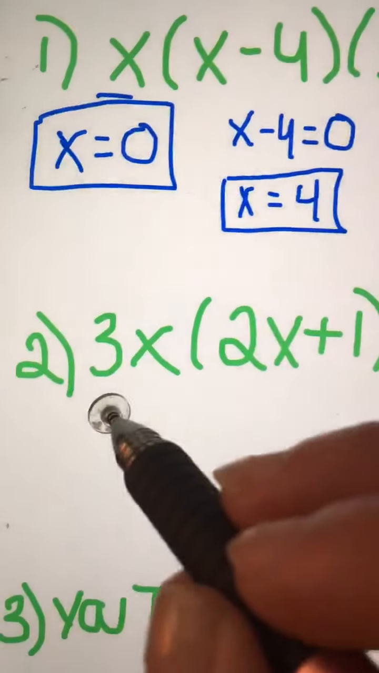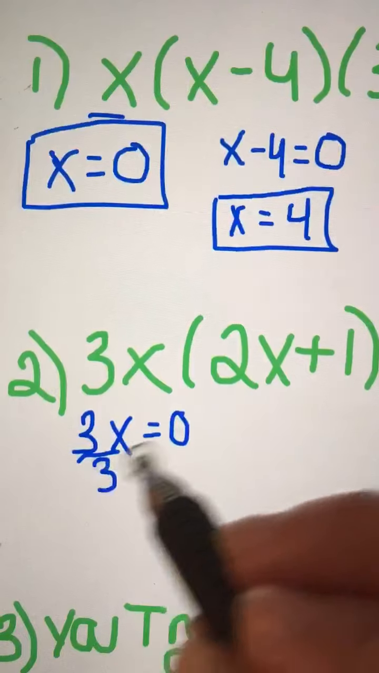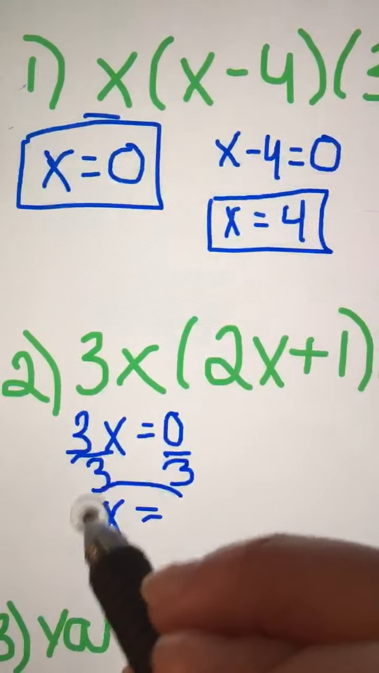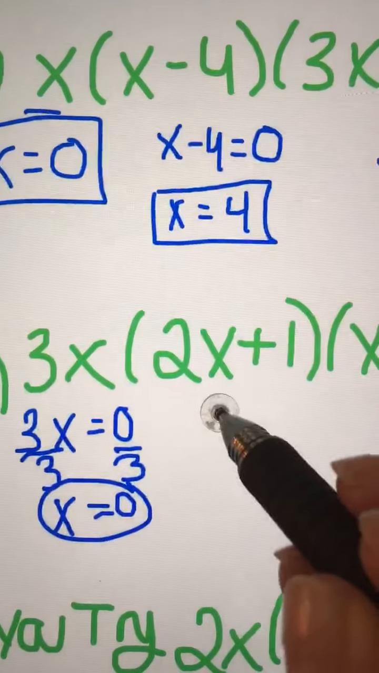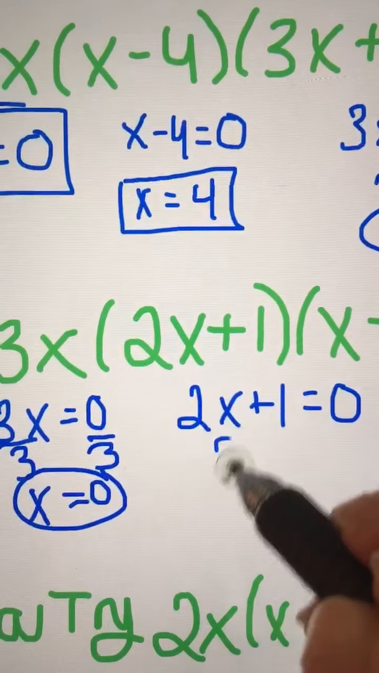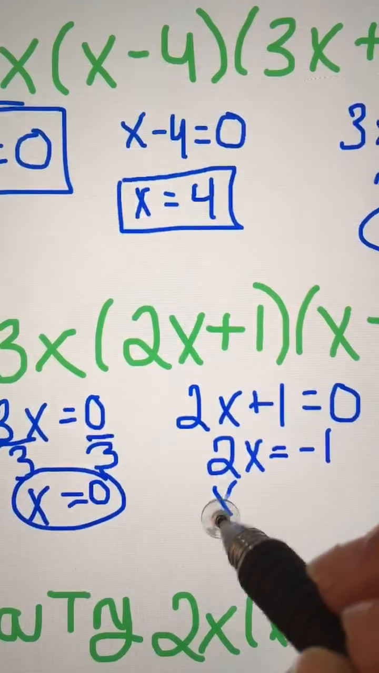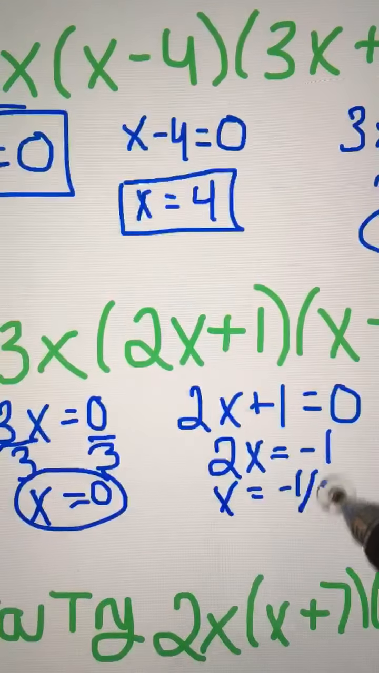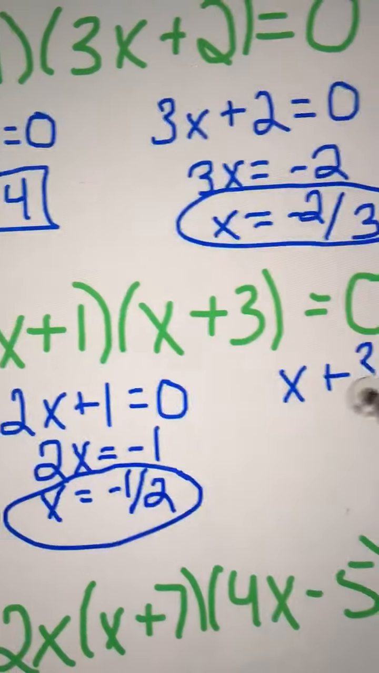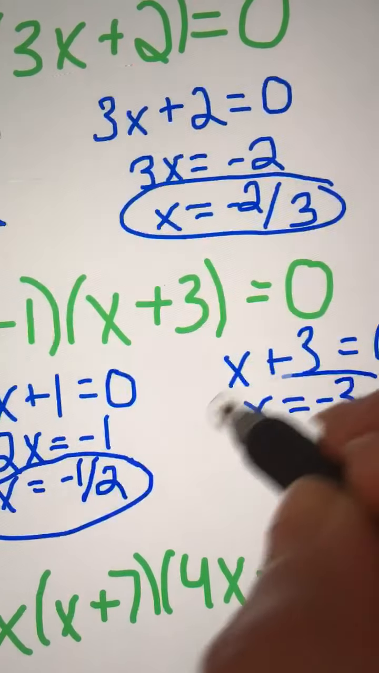Okay, our next one we have 3x equals 0, which when you divide by 3, 0 divided by anything is just 0. So x equals 0 again. 2x plus 1 equals 0, which subtract 1 first, so 2x equals negative 1, and then divide by 2, so x equals negative 1/2. And then the last one, x plus 3 equals 0, would give you x equals negative 3.